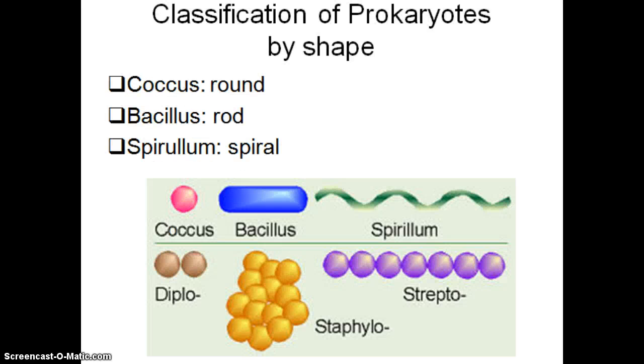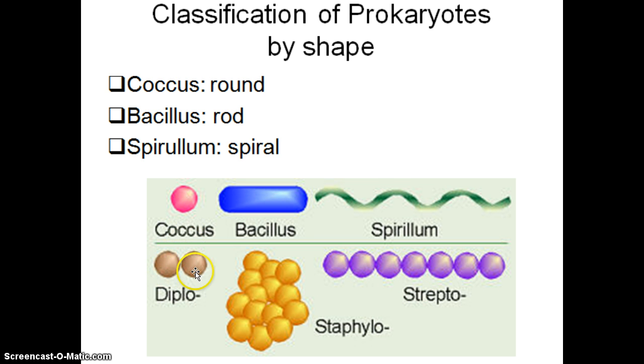And here our prefixes really help us out. So cocci is berry, so it looks like a round berry here, and this is what this one is. And bacilli is a little stick. So here we have something that looks like a little stick, and spirillum looks like a spiral. So how we classify bacteria is by how they arrange themselves and by the shape.